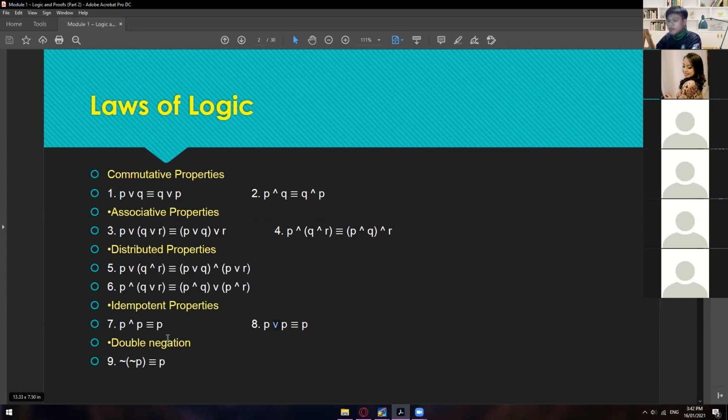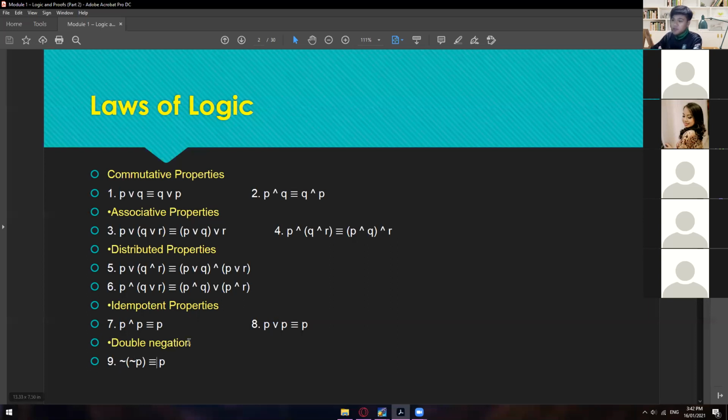And then the double negation. So this one is also super easy since you already know how to multiply negatives. So negative times negative will become positive. Negative times positive will become negative. So in here, double negation is equal to positive. Right? So did you guys get those so far, 1 to 9? Yes, sir.